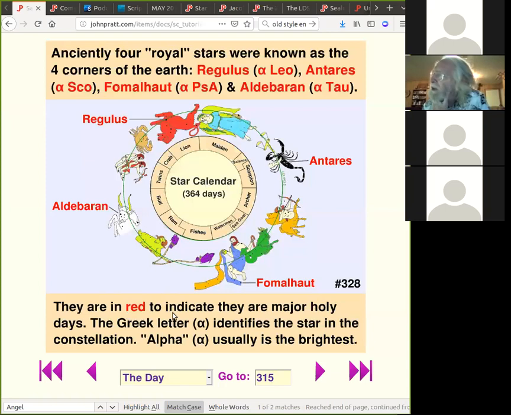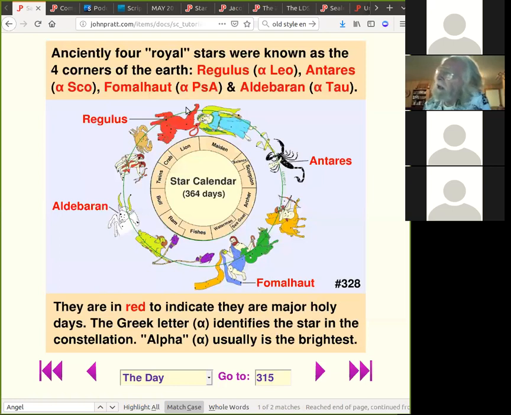These are shown in red to indicate they are major holy days. Oh yes, they have Greek letters. I have the Greek letters up here in the words. Alpha Leonis, or just Alpha Leo, Alpha Skull, they're all alphas. Alpha is the first letter of the Greek alphabet, and it's usually given to the brightest star.